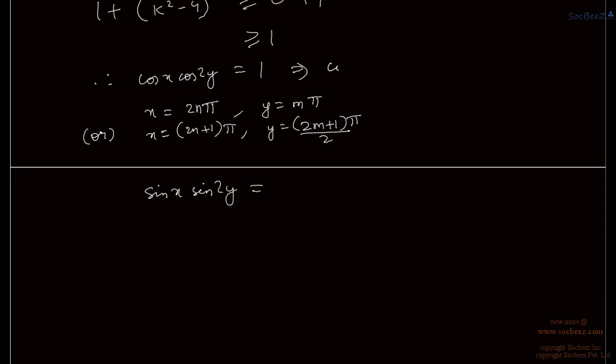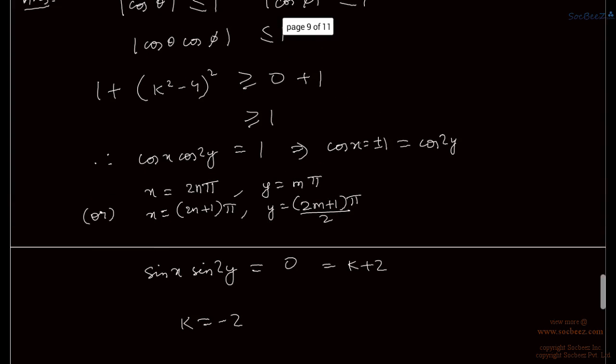Because cos x and cos 2y equal to 1 implies that cos x is equal to 1 and so is cos 2y, or rather, both of them have to take the plus sign or the minus sign together. So sin of x into sin of 2y will actually be 0. Both of them are actually 0. But this is equal to k plus 2, right? That means k equal to minus 2.